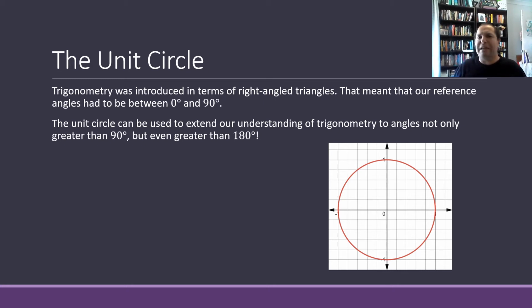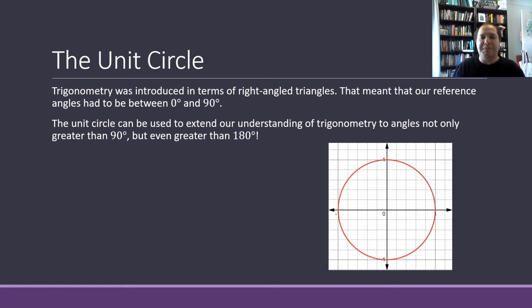Now, conceptually, how do we do that? How do we make sense of finding sine of 135 degrees or tan of 172 degrees? How can we actually do that? How does it actually make sense?